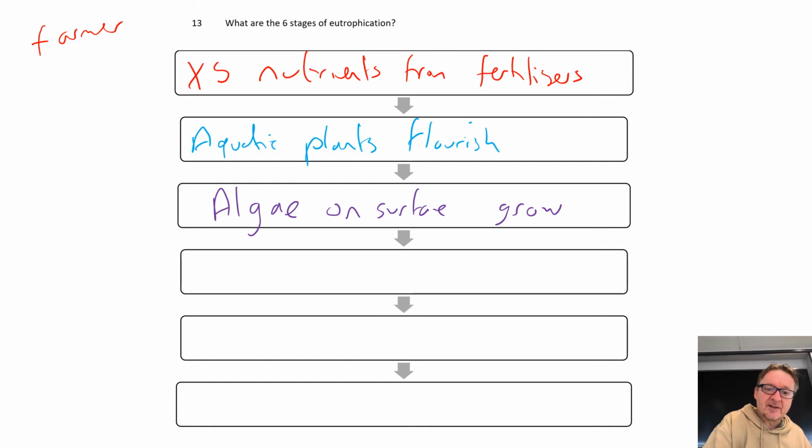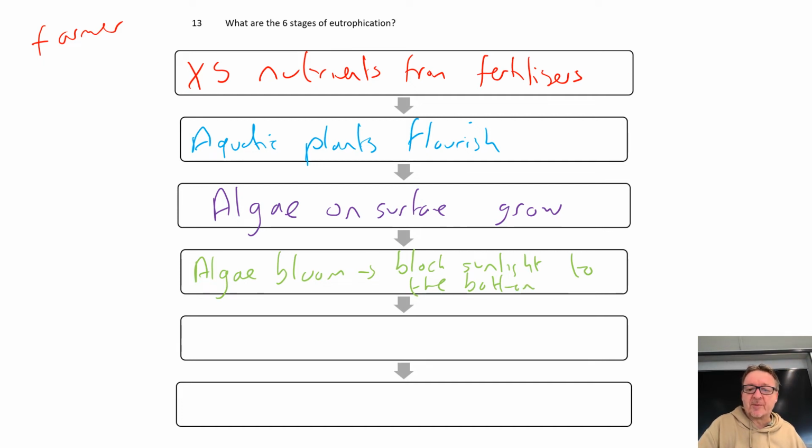Then what happens is you get an algae bloom and it blocks sunlight to the bottom. And so what happens is all of those aquatic plants before that were having a party, right, they now can't do anything, so O2 decreases. Okay, so the oxygen in the water decreases because these previously partying plants then die because there's no sunlight getting down to it.